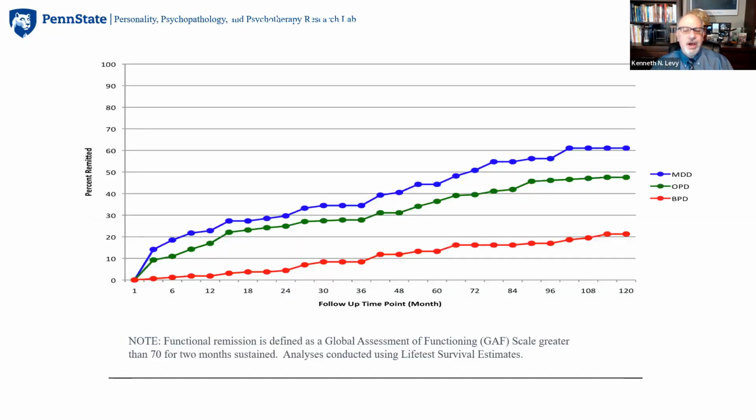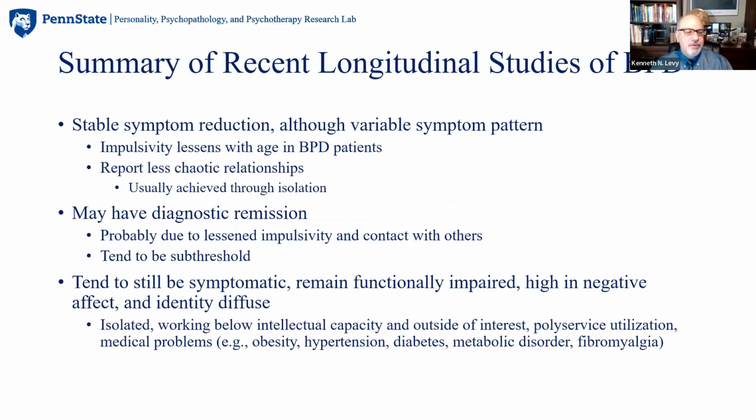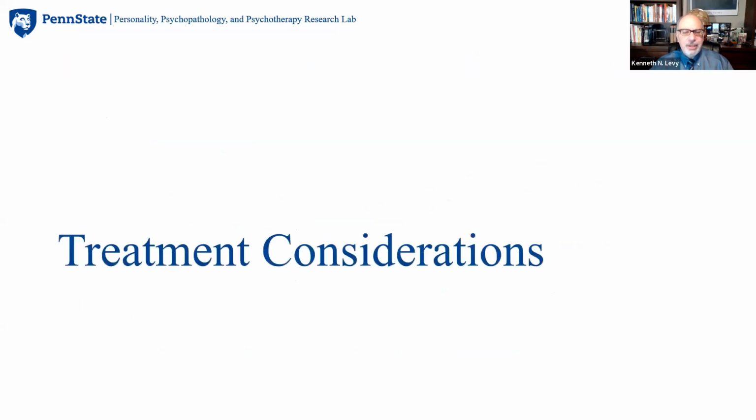Additionally, over time, there is remission, but not nearly the same kind of remission that you see in major depressive disorder or even obsessive compulsive disorder. So the long and short of it is there may be symptom reduction over time, particularly with regard to impulsivity and chaotic relationships, but the functioning actually stays pretty poor over time. And I say that to think about the validity of the disorder. So let's segue into treatment considerations.